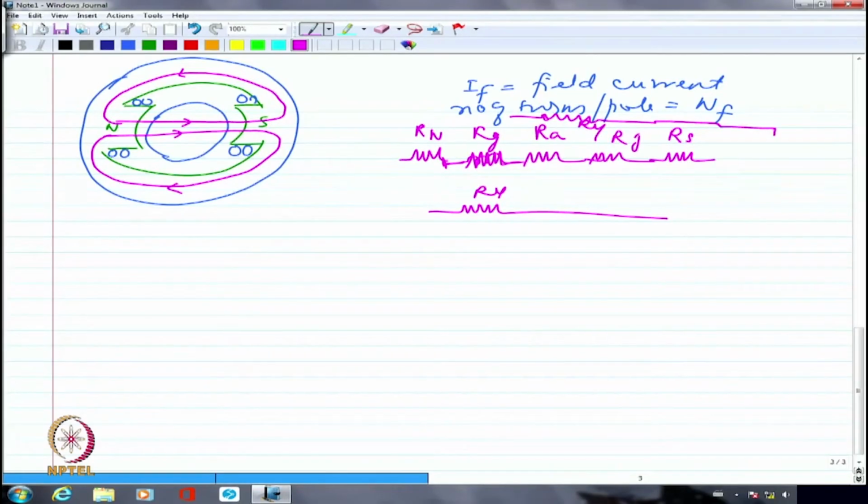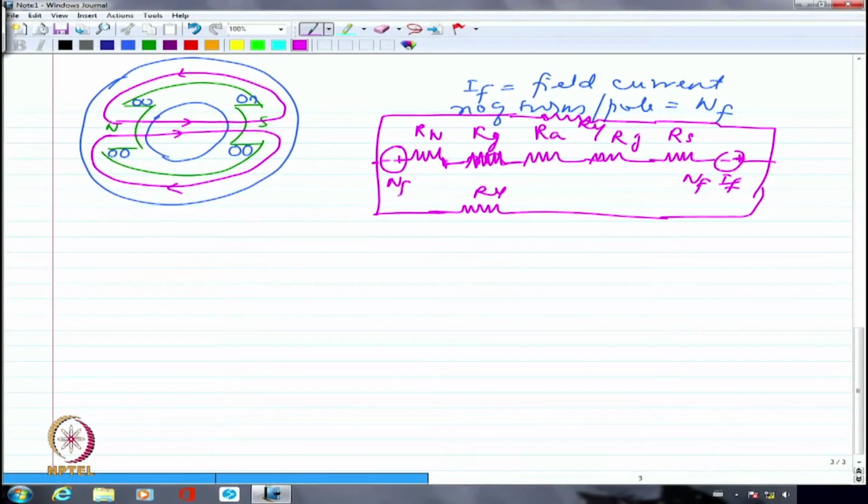I have to connect them together. And then ultimately, I am going to show that there is one MMF here and one more MMF here. There are two MMFs, one corresponding to the north pole and one corresponding to the south pole. This we drew already when we were discussing the calculations in a magnetic circuit. So I show it with plus and minus here, and plus and minus here. This is also NFIF, and this is also NFIF. This is how it is going to be.